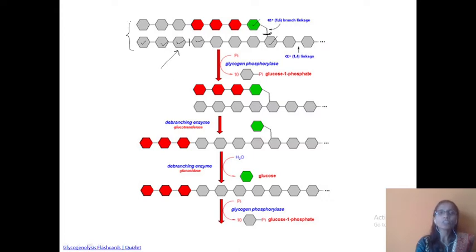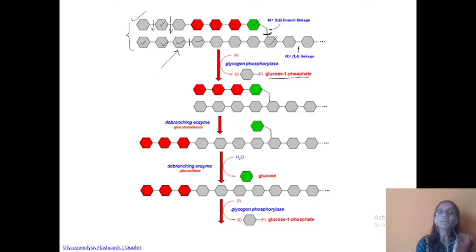So this is the non-reducing end, where you will not observe any free form of aldehyde or ketone. It will cut this glucose molecule and release it in the form of glucose 1-phosphate. Again, it will act on this branch of alpha 1,4 linkage and cut that glucose molecule into glucose 1-phosphate.